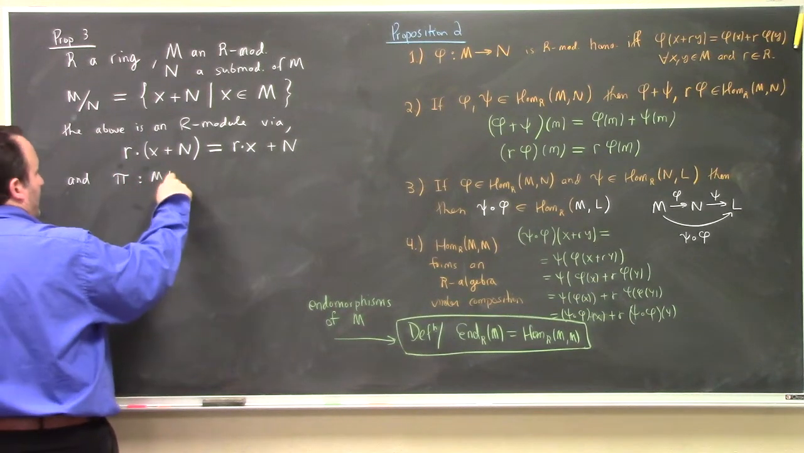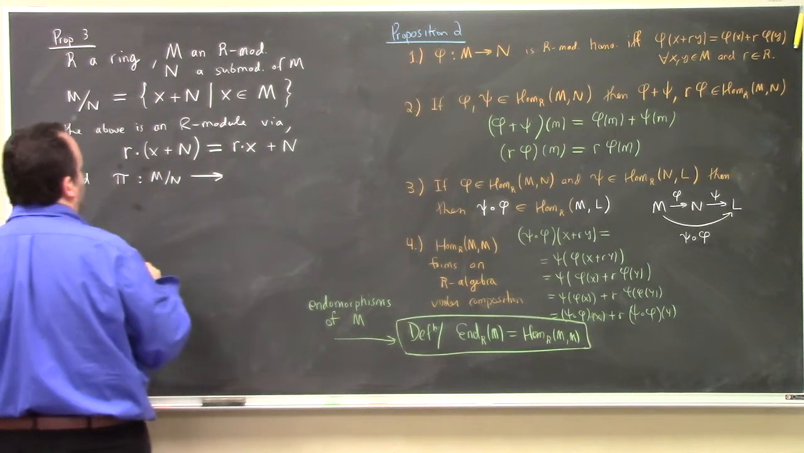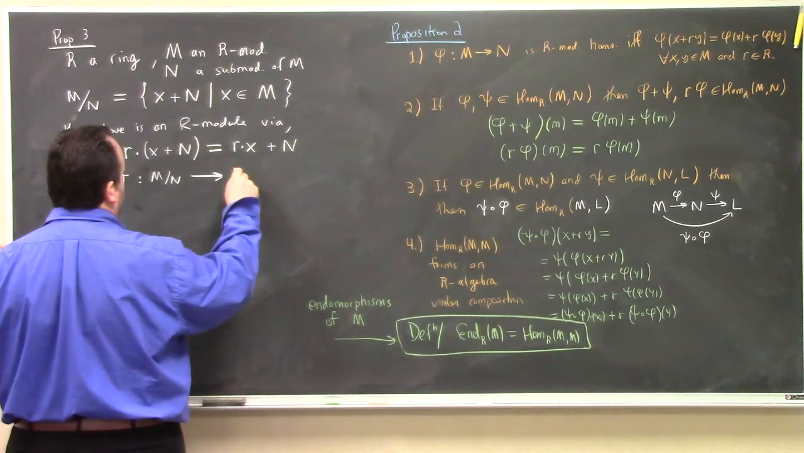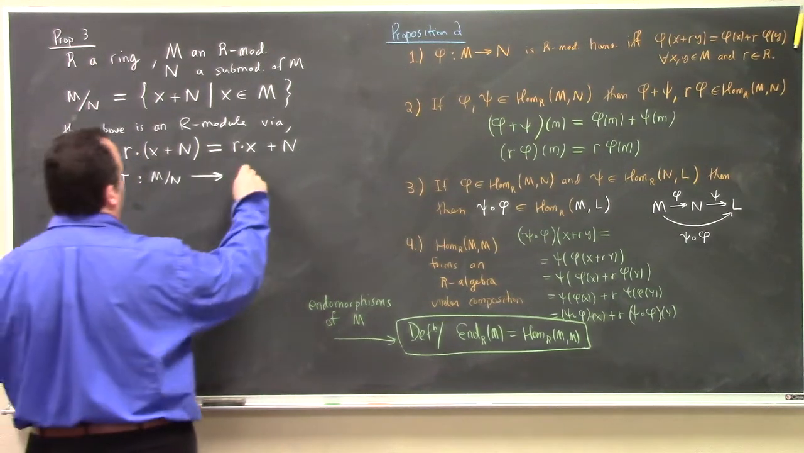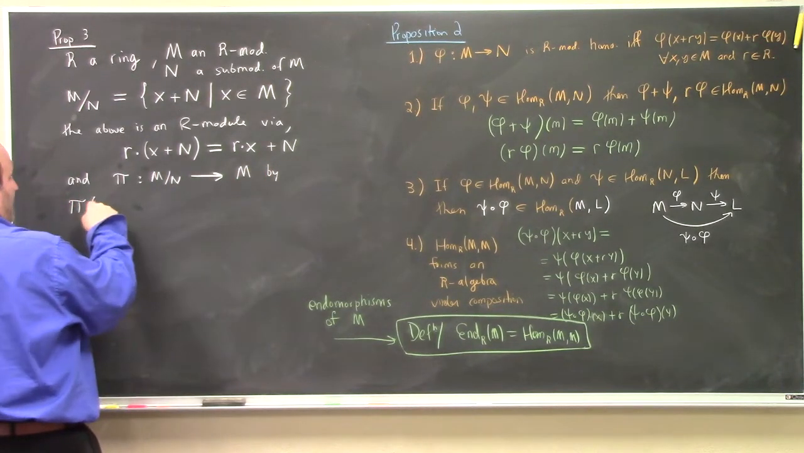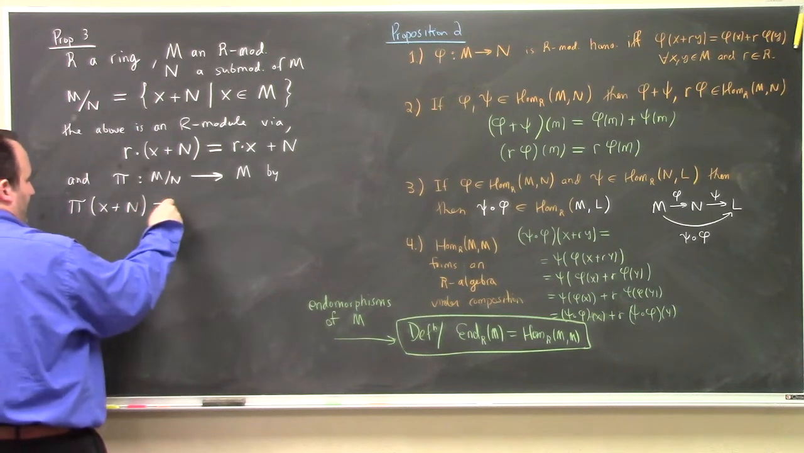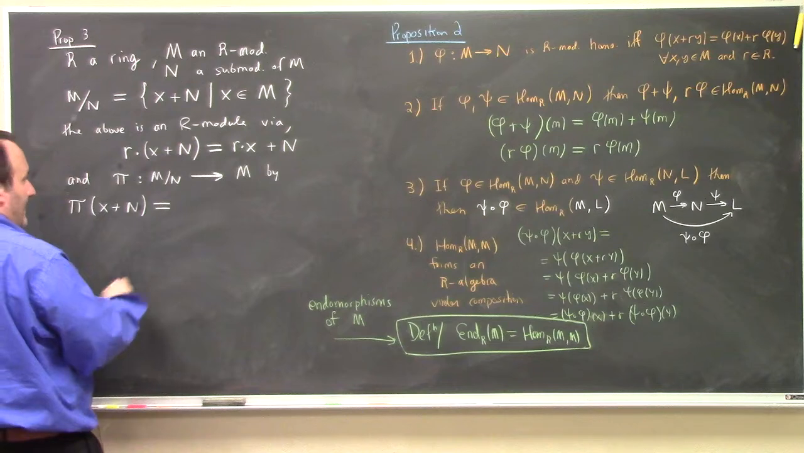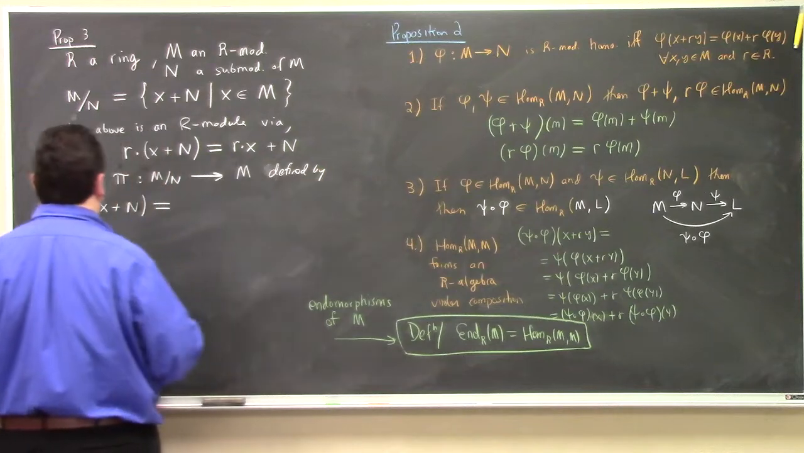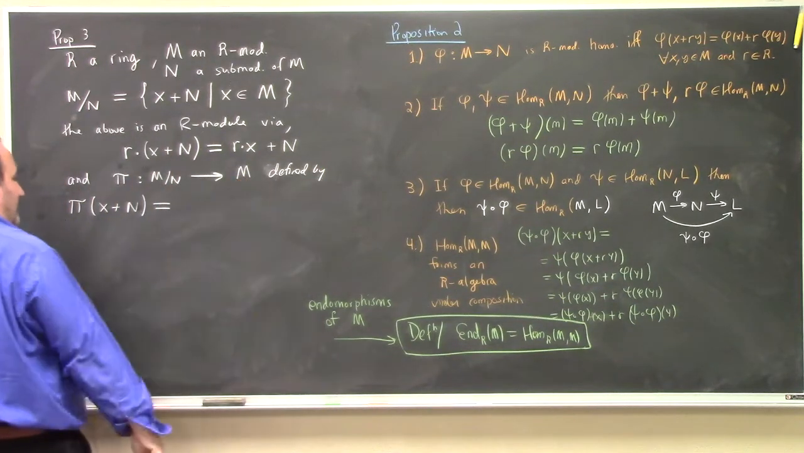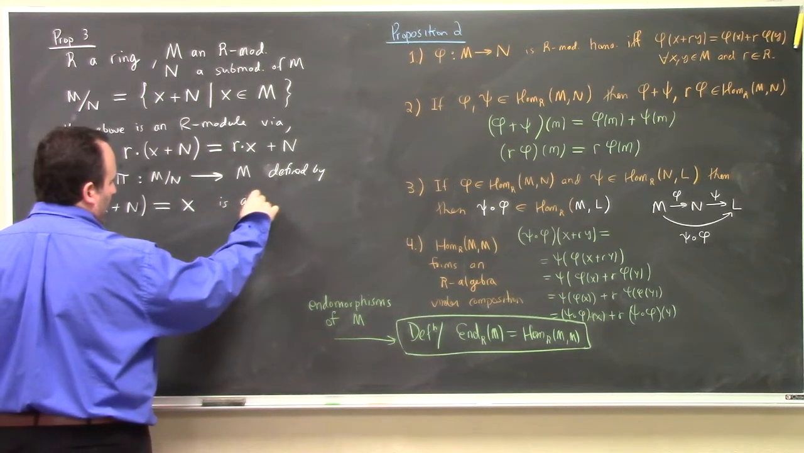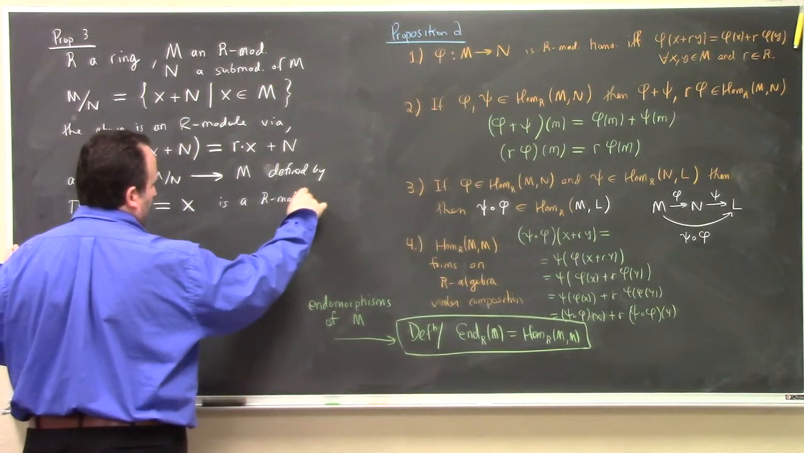from M mod N to what? M, I guess. Is that it? Yeah, to M. By, what's the definition? Pi of x plus N is just what? Something in M. Yes, so x is in M. Yep, that's it. Pi is an R module homomorphism.